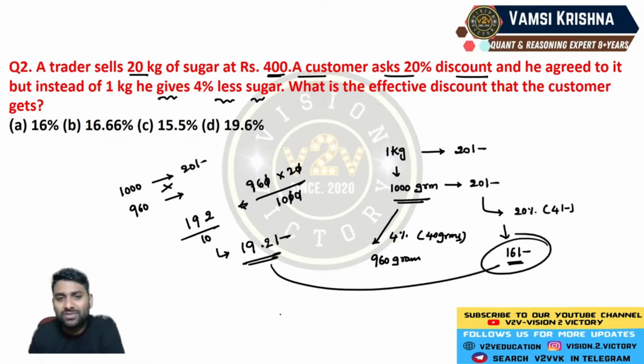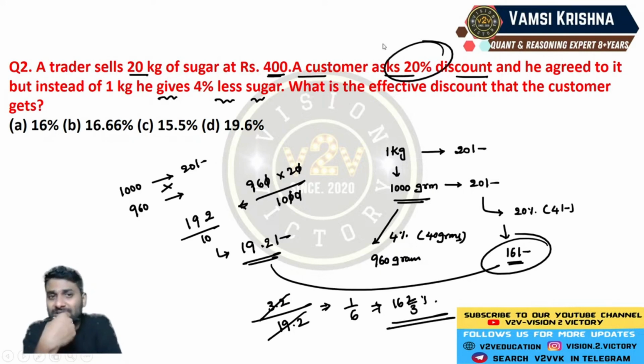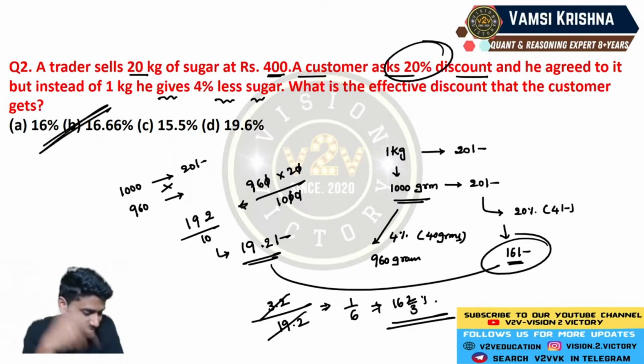But he bought it for 16 rupees. What is the effective discount? So how much discount did he get? 3.2 rupees. He got a 3.2 rupees discount out of 19.2. Now you already know that 3.2 out of 19.2 is exactly equal to 1/6. 1/6 value is equal to 16 2/3%. He asked the shopkeeper for 20%, but since the shopkeeper reduces the sugar's weight, he got a discount of 16 2/3%. So the answer is 16.66%.